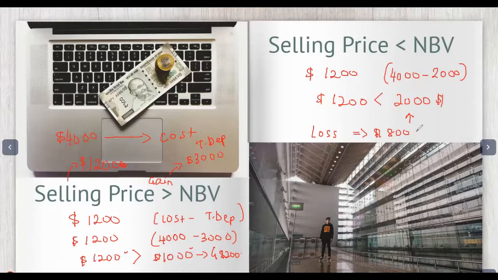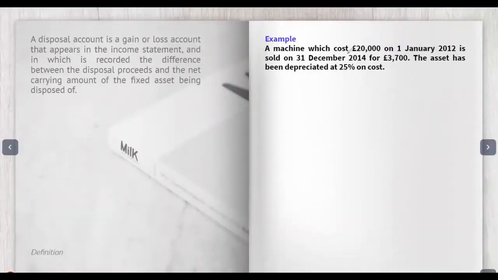In the second part, we will look into how to do the T account. But before we do that, let's do an example. In this example, they mentioned the machine cost about £20,000 on 1st January 2012, and it was sold in 2014 for 3,700. Right? The total asset has been depreciated at 25% on cost.